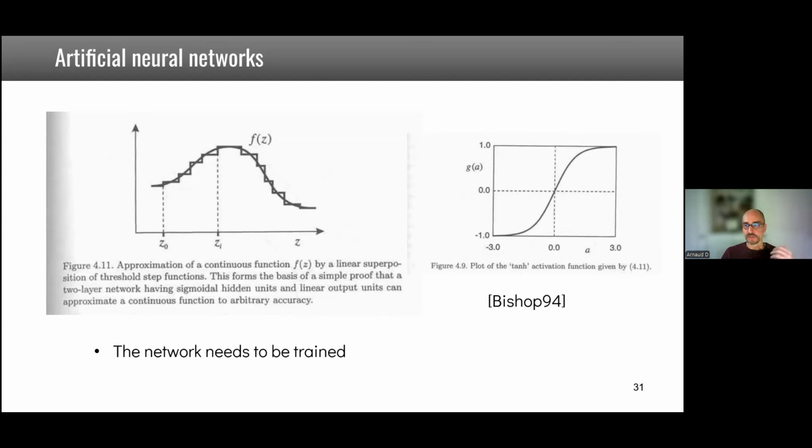As with linear regression, the network needs to be trained. So you need to feed some points so that it learns the relationship. I'm not going into the details of that. I could spend hours doing a course on neural networks. This is not the point here. And so too many neurons means overfitting.